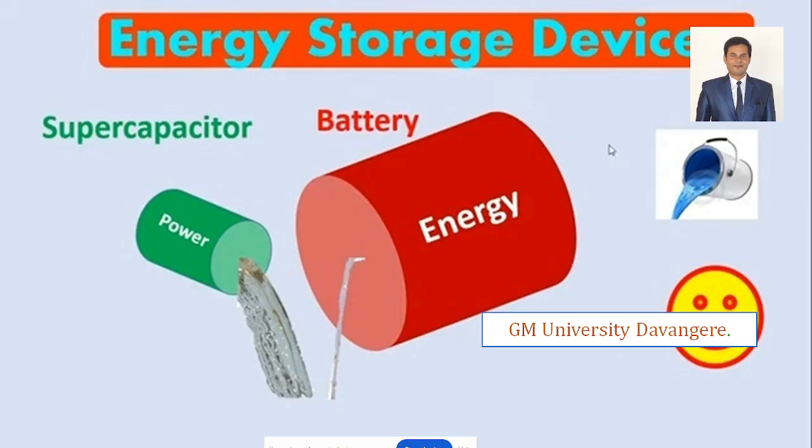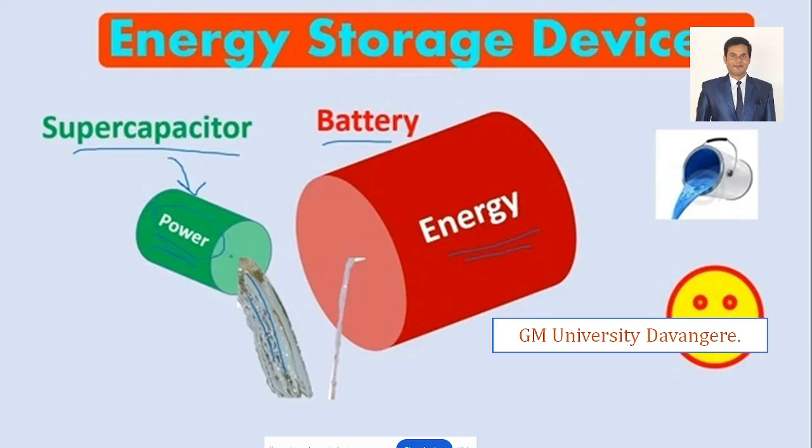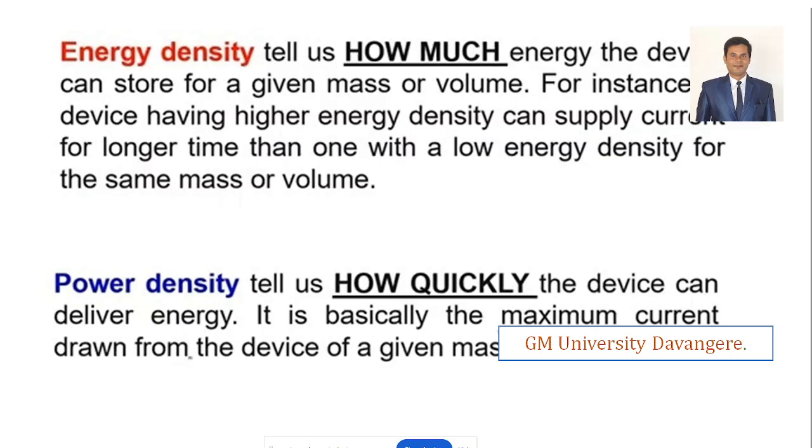It will charge in a similar way, as I gave in the example. I already told how fast it responds in absorbing and delivering energy to the loads. So that is what the power density tells us: how quickly the device can deliver the energy. It is basically the maximum current drawn from the device for a given mass or volume.